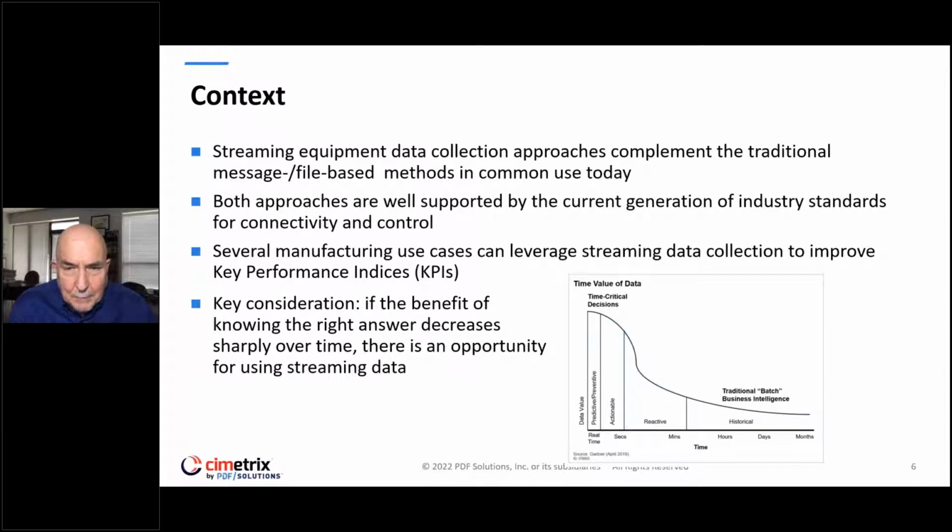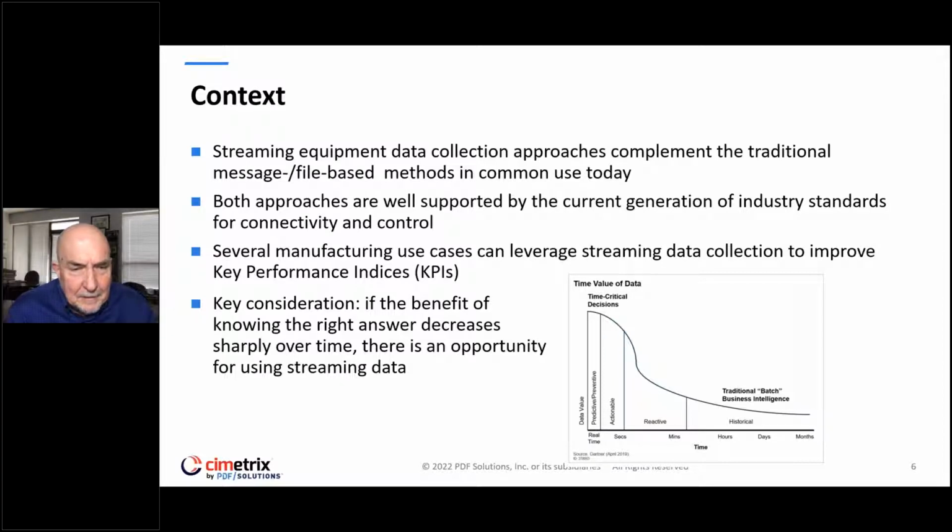All right, so context. Streaming data actually complements, rather than replaces, the traditional message or file-based methods that we use commonly today. It's not a replacement for those methods. Both methods are well supported by the current generation of industry standards, but some of them are particularly well suited for streaming data.